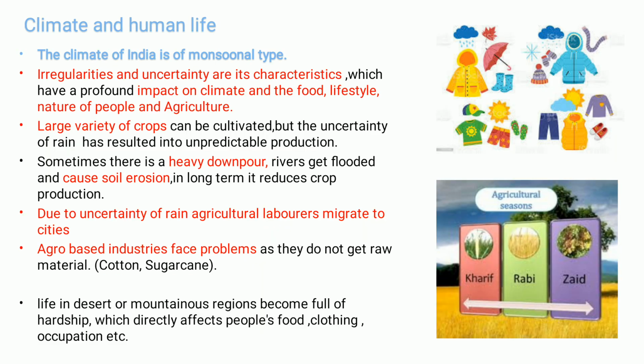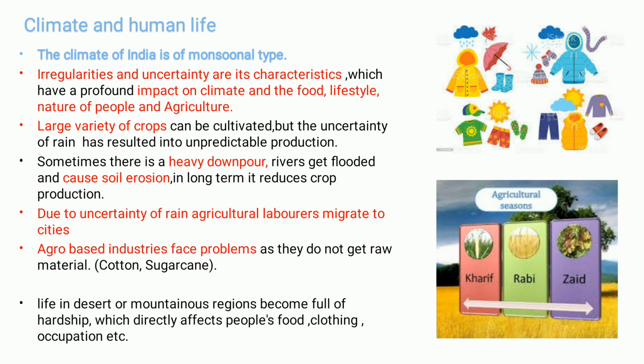Climate and human life. The climate of India is of monsoonal type, as we have three regular seasons in India. So it is called monsoonal type climate. Irregularities and uncertainty are its characteristics, which have a profound impact on climate and the food, lifestyle, nature of people, and agriculture. We know that the climate of each region has its own impact on the food and lifestyle of people. Because of various types of climate, a large variety of crops can be taken in India.